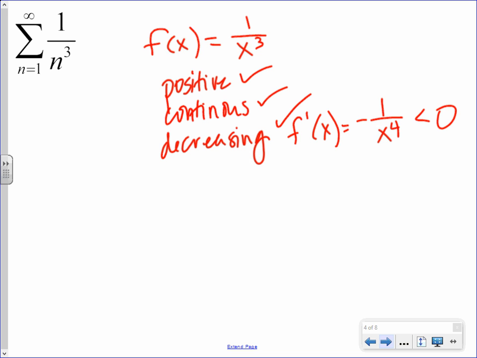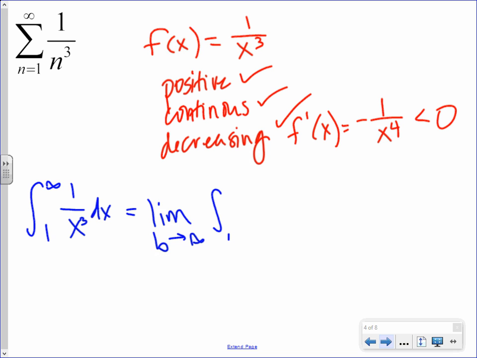All right. Now, when we take the integral from 1 to infinity of 1 over x cubed dx, we have the limit as b approaches infinity of the integral from 1 to b of 1 over x cubed dx. What's our antiderivative? Negative 1 over 2x squared?